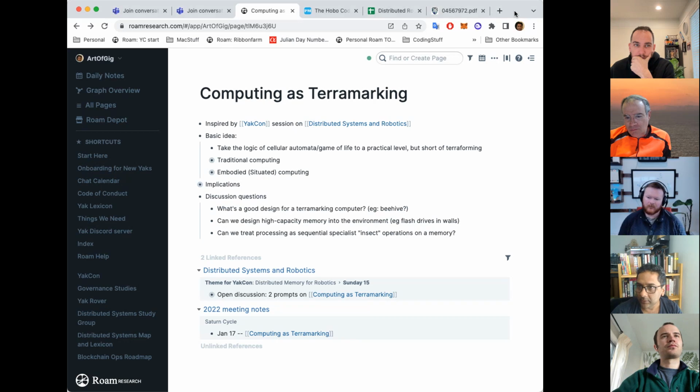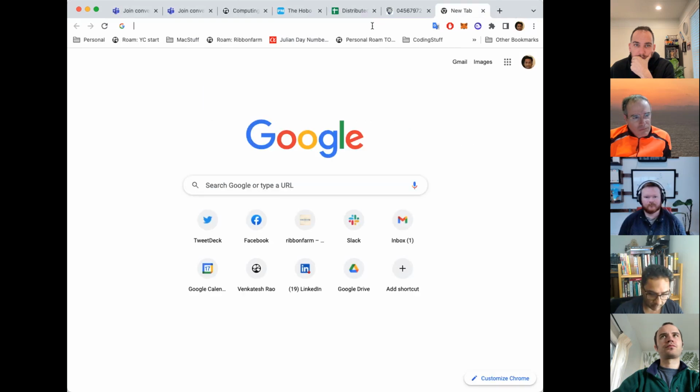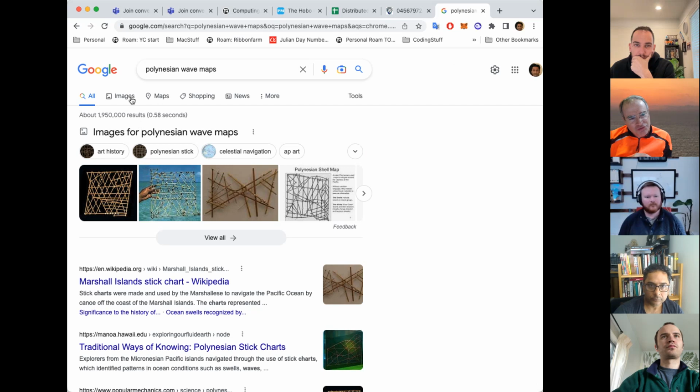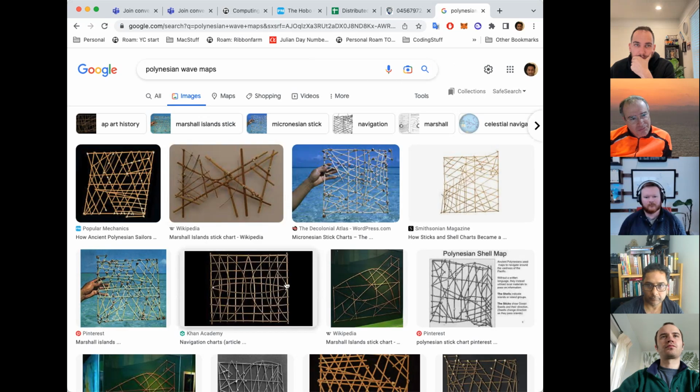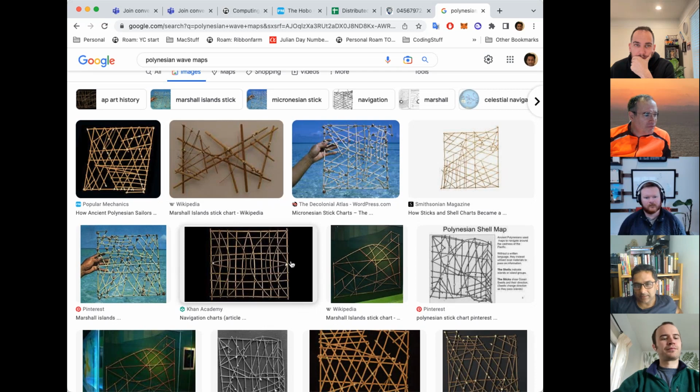Let me see if I can quickly Google up an example of a wave map. From what I looked up, waves change, but the direction of the swells stays the same, depending on the seasons to some extent. I think part of the reason they do it is that it's robust to bad weather in some ways. If you have overcast skies and can't look at the skies for star navigation, the waves are still there. But this is what wave maps look like.